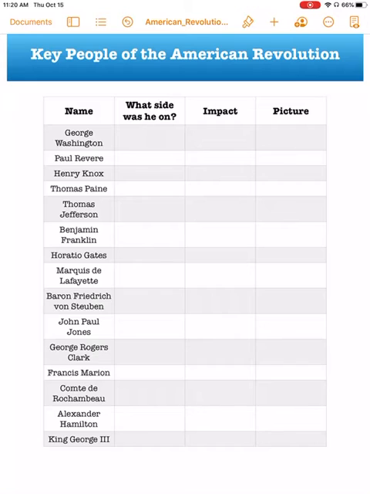What side was he on? What was his impact in the war? What did he do that was important for the war effort? What did he do that is significant for the war? Think of things he did for the war. What importance did he have to the war?